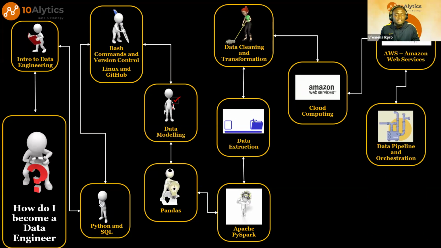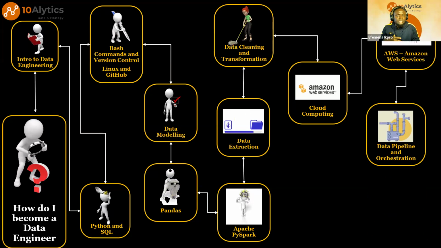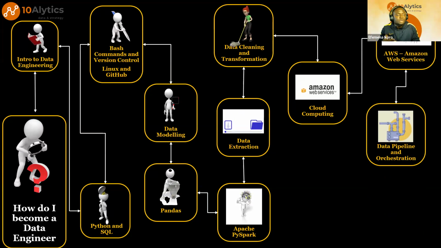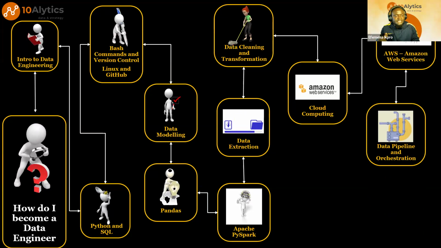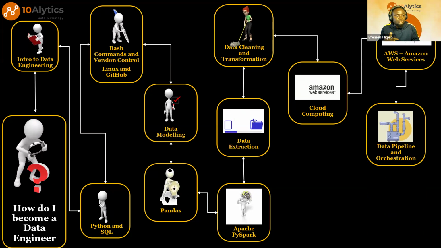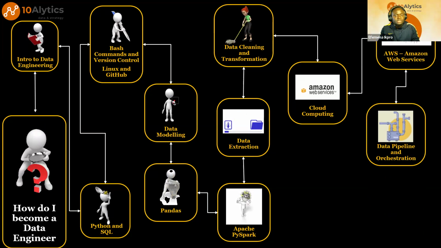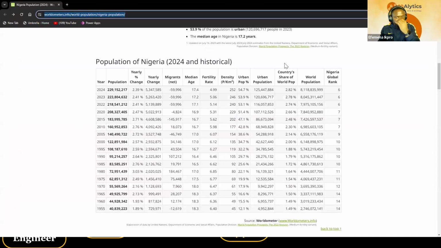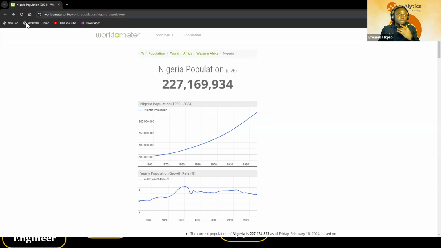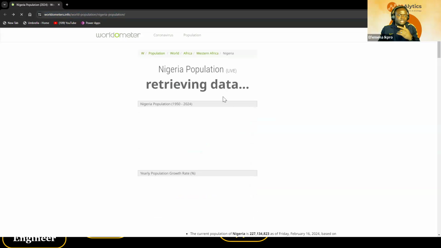Last but not the least, you now start to build data pipelines and orchestrate them. Orchestration basically means automation. The thing I did today is manual, in the sense that tomorrow, if we need the up-to-date data, you see what the odometer is constantly counting. The population is always changing. Let me refresh the page. You see, it is always changing.